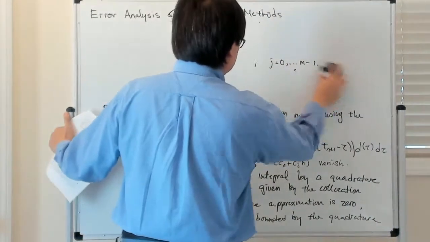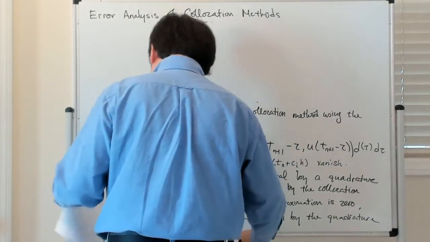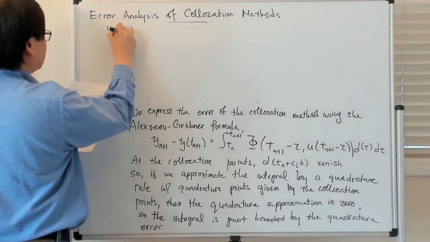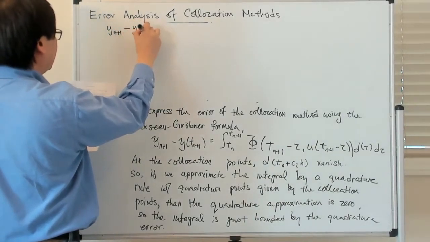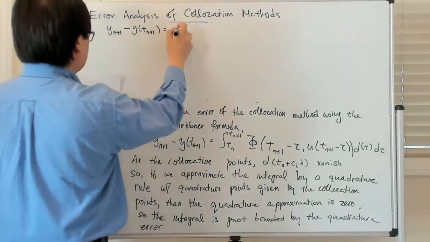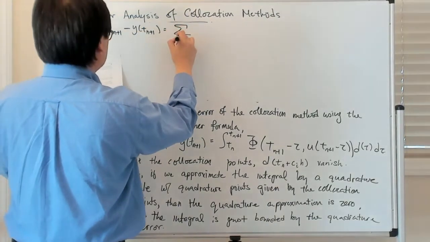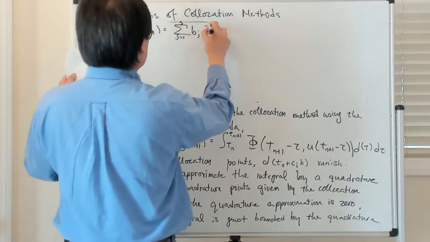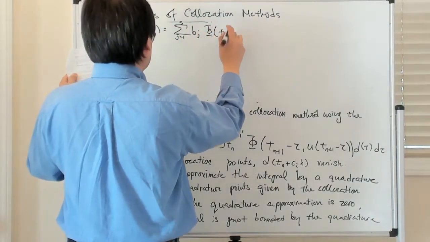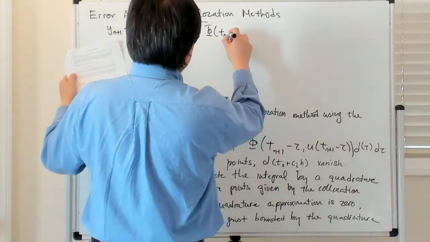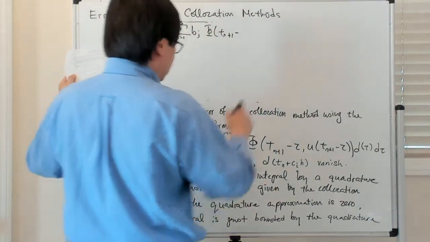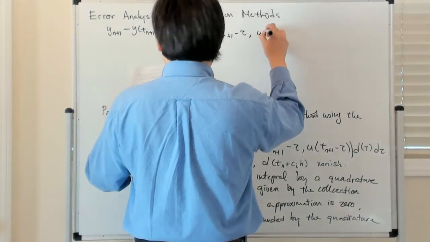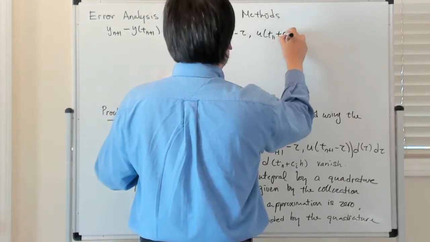So I said this in words, but let me write it down more precisely. This is telling you that y at t_{n+1} minus y_{n+1} is equal to this quadrature approximation, the sum from j equals 1 to s of b_j, times a known matrix, which I don't really want to compute, and u at t_n plus c_j h.